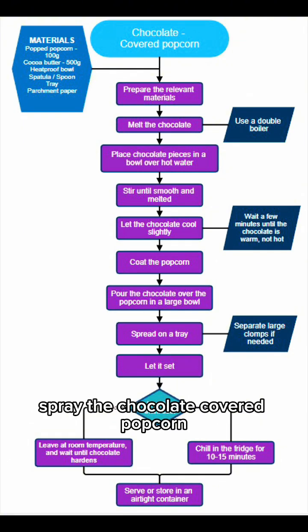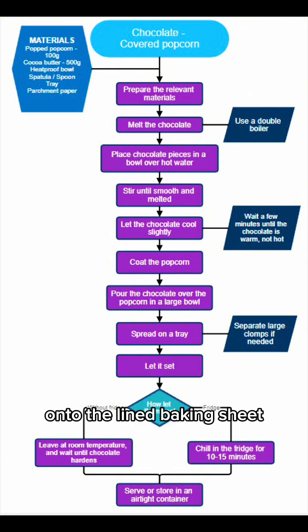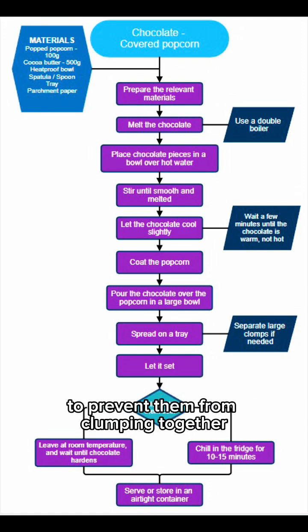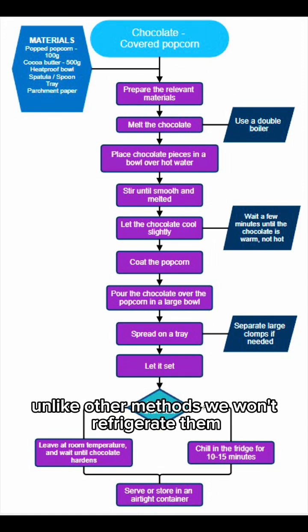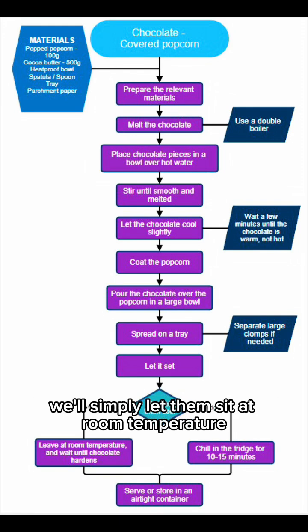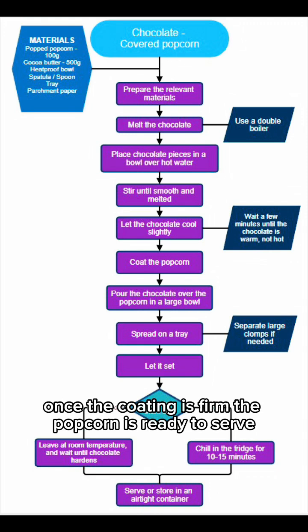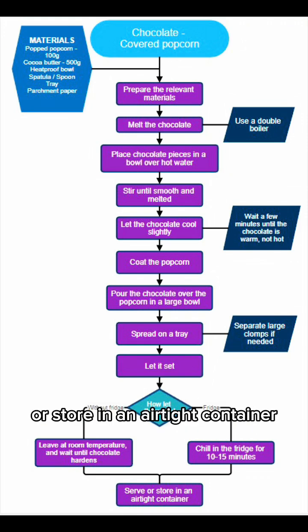After this, spread the chocolate-covered popcorn onto the lined baking sheet, making sure to separate them slightly to prevent them from clumping together. Unlike other methods, we won't refrigerate them. We'll simply let them sit at room temperature until the chocolate has completely hardened. Once the coating is firm, the popcorn is ready to serve or store in an airtight container to keep it fresh and crispy.